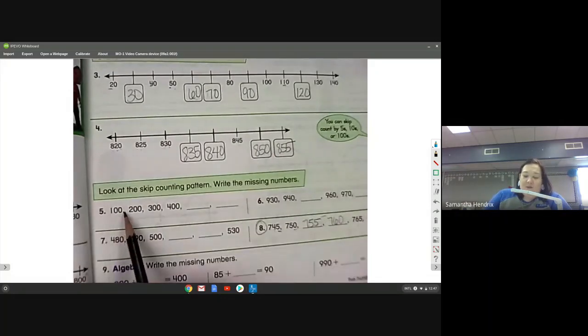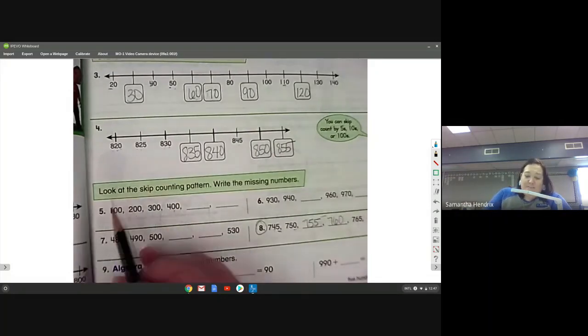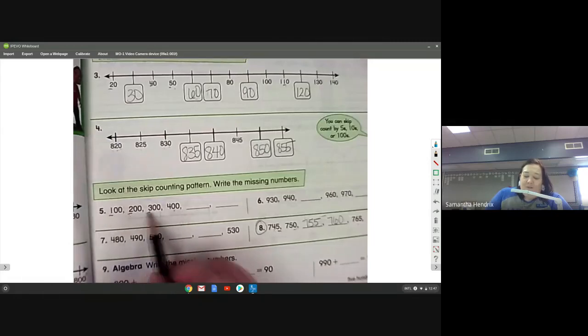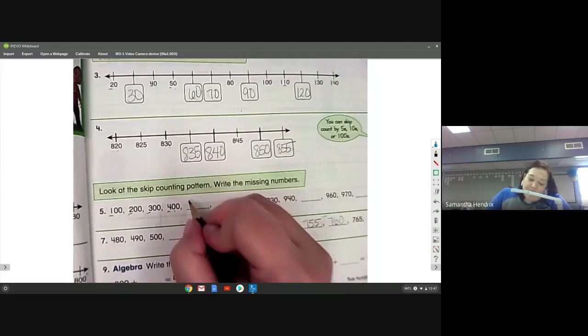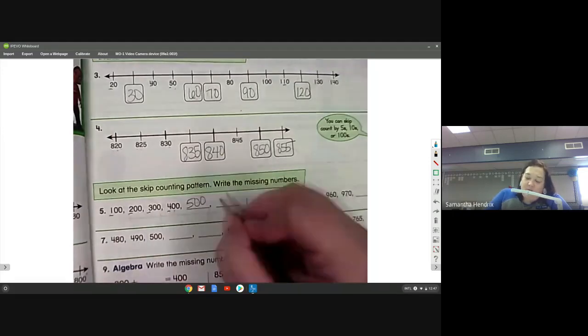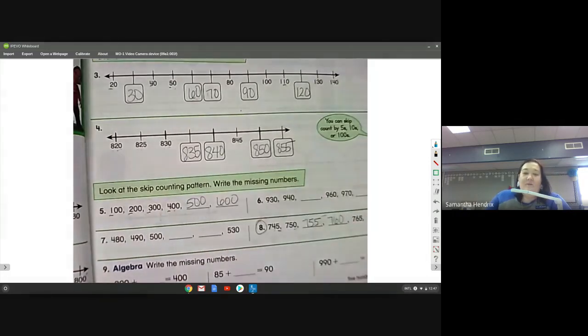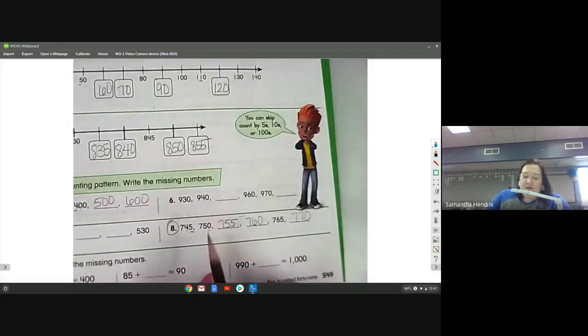So on this one, 100, 200, 300, 400. Our hundreds are increasing by 1. So 1, 2, 3, 4, 500, 600. Okay? Let's look over here.